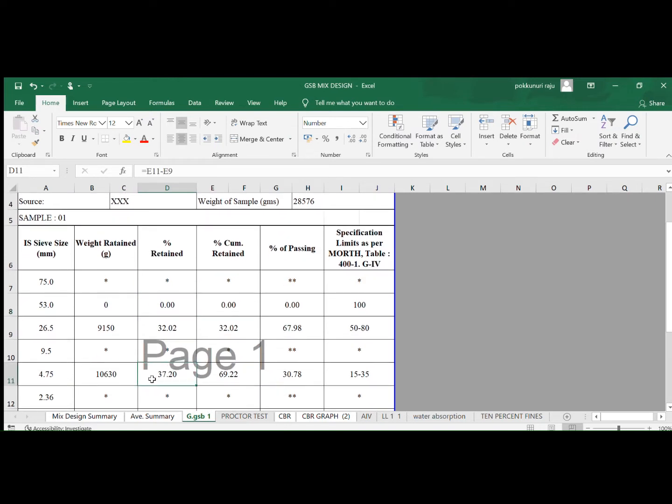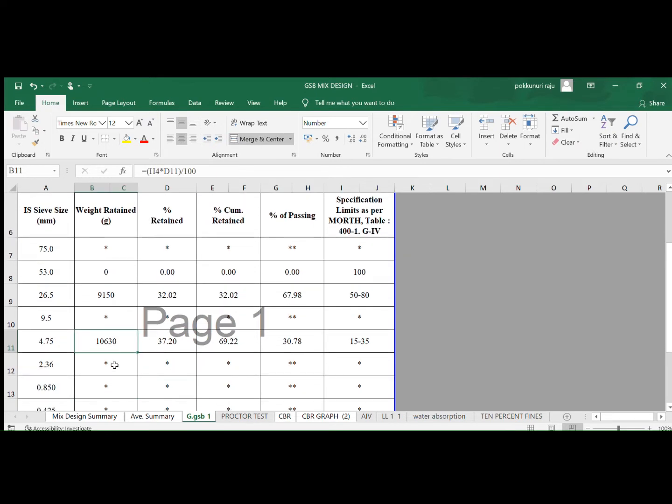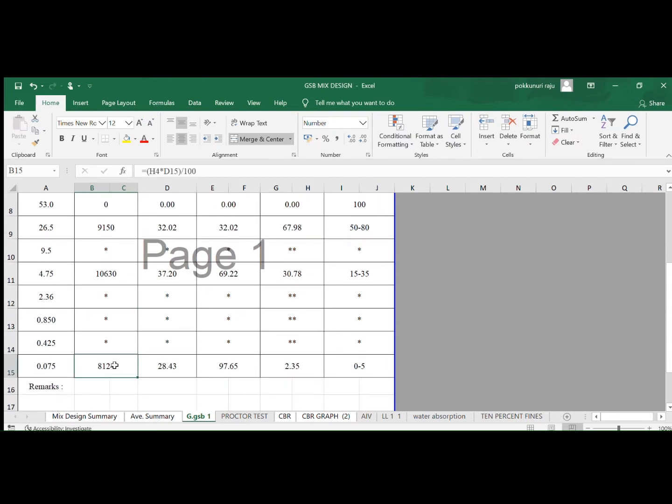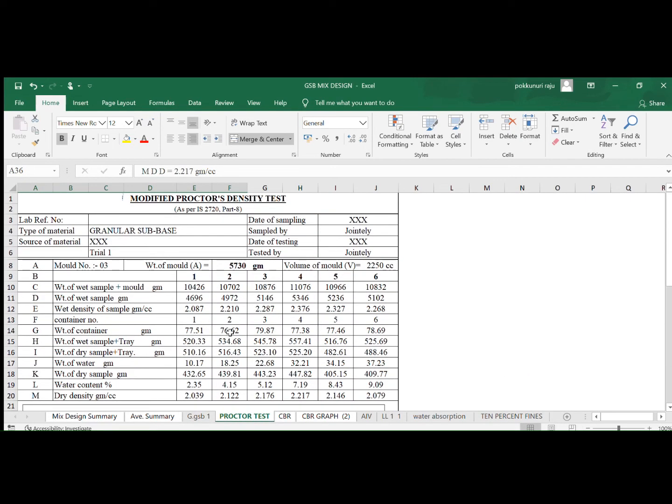But to finalize the grading, we have to take at least 5 to 6 samples from different locations of the stock of GSB material and check for the grading requirements. Once the grading requirement is met, the material is tested for the Proctor test. The same material is taken to conduct the Proctor test, which is a modified Proctor test as per IS 2720 part 8.